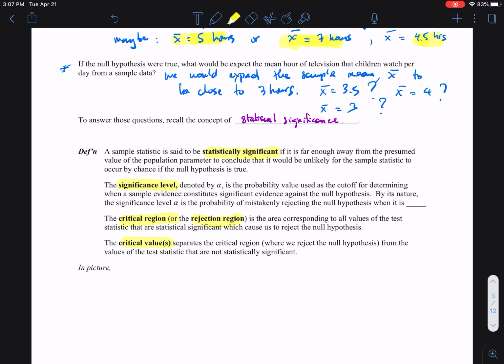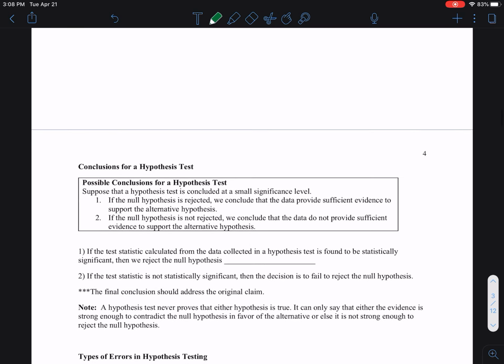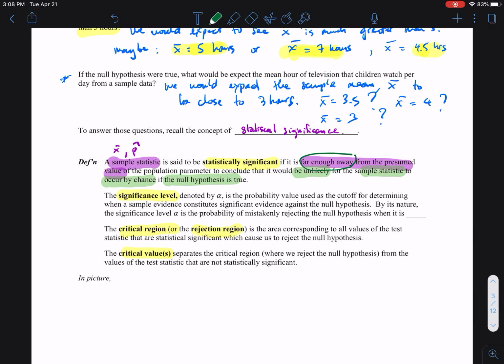This says that a sample statistic, a sample x bar or p hat, one of those, is said to be statistically significant if it is far enough away from the presumed value of the population parameter to conclude that it would be unlikely for the sample statistic to occur by chance if the null hypothesis is true. So from this definition, we're going to extract parts and start assigning values to make it concrete. What does it mean by far away? What does it mean by unlikely? What does it mean by occur by chance?